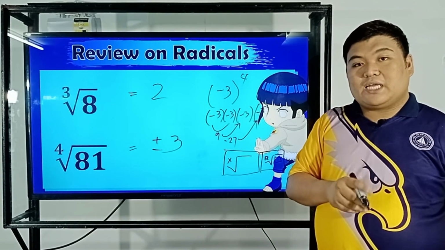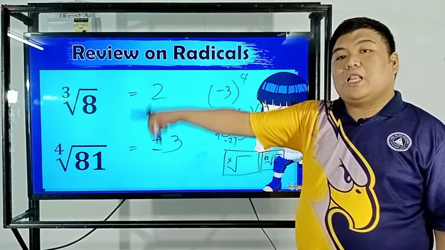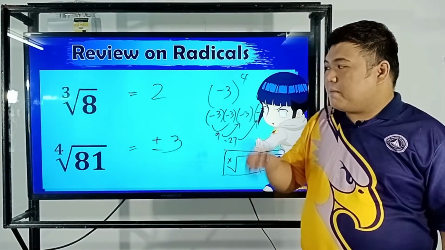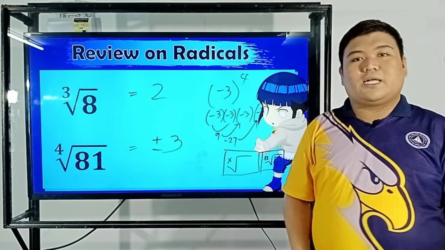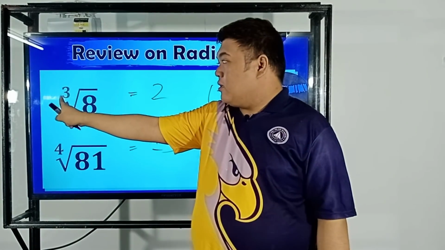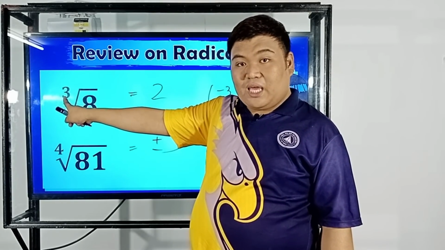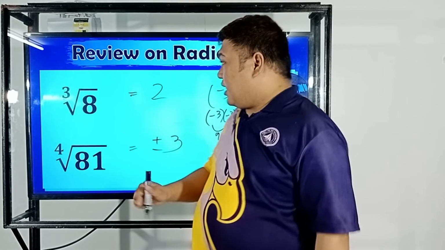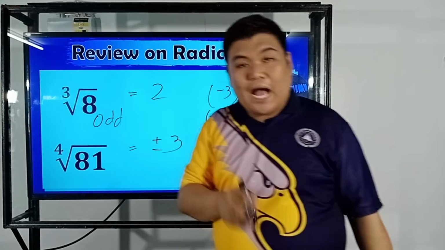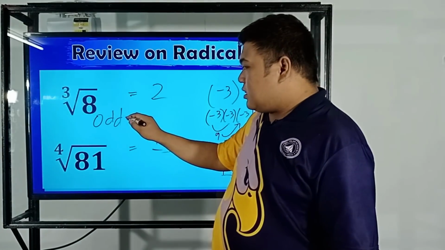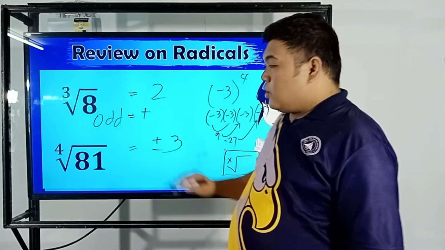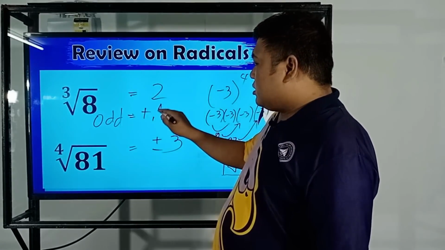So, ano yung rule natin dyan? Ano yung makikita nating pattern? Take a look at the index. Ano ba yung index ulit? Yung number na nasa labas, yung nasa ibabaw nung sa radical symbol, yung sa buntot ng radical sign. Ano yung nakita dito? Kapag isa lang yung sagot, ano yung number? 3. Anong number yung 3? That is an odd number. Kapag odd number po, yung index, ang sagot ay it's either positive or negative.